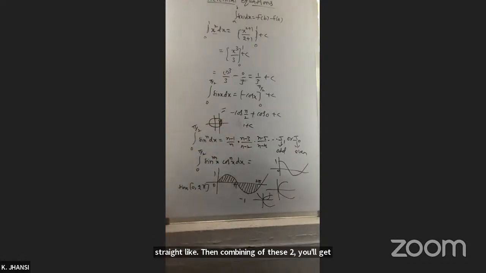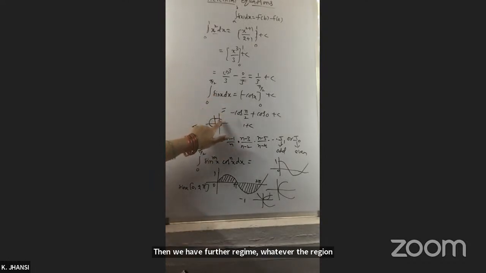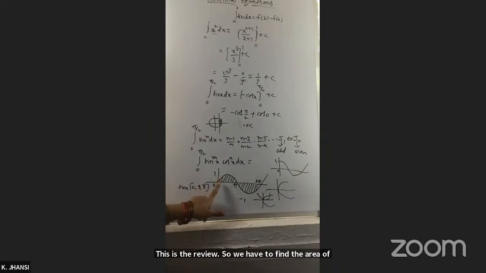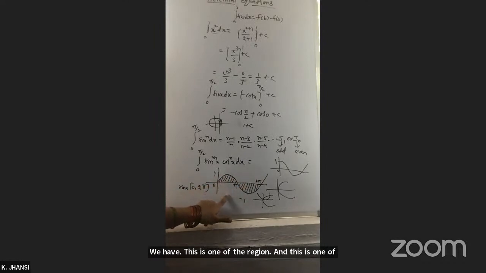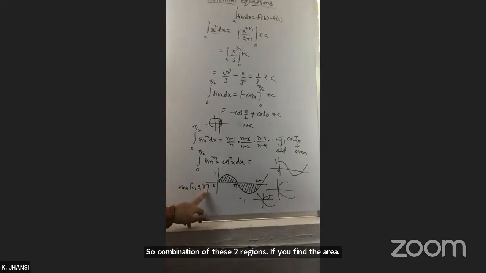Then we have further region. Whatever the region is there, covered by the ellipse and also one straight line, this is the region. Okay, so we have to find the area of this one. Here also, for the interval 0 comma 2 pi, this is one of the regions and this is one of the regions. So if we find the combination of these two regions' area, that is the area of the sine x in between the interval 0 comma 2 pi.